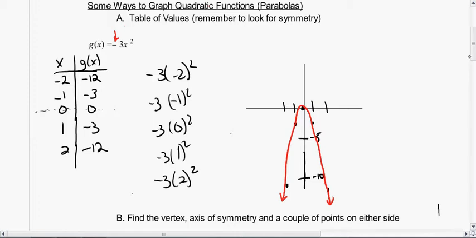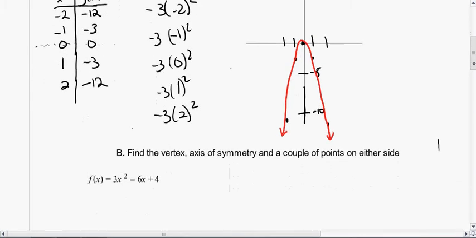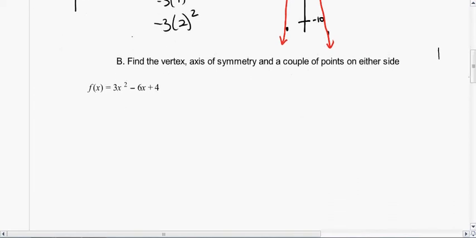Let's take a look at graphing using the vertex, axis of symmetry, and a couple of points on either side. So I'm not going to make a table to begin with, although I'm going to use a table to generate some extra points. I'm going to locate the graph of this parabola on my coordinate grid by first finding the axis of symmetry and then looking very specifically at where the vertex is.